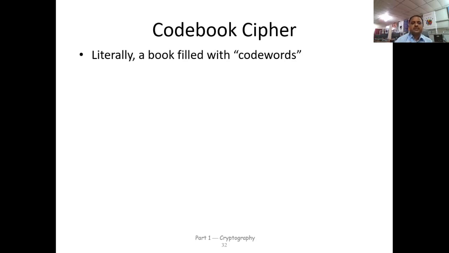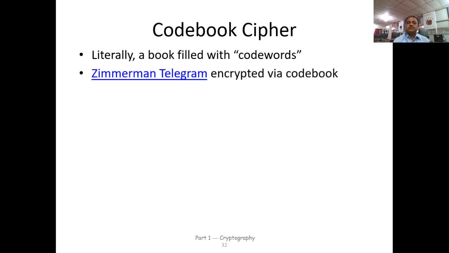It is literally a book, nothing but a book filled with code words, that is, only numbers, and each unique number is replaced with one word, a plain text or English word. If a person wants to encrypt data, the sender has to refer to that codebook to encrypt the data. We can call that the Zimmerman telegram. Suppose one person wants to send data, that data is sent in the form of a Zimmerman telegram, encrypted via codebook.